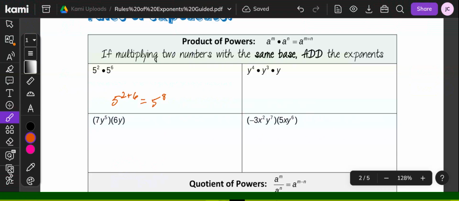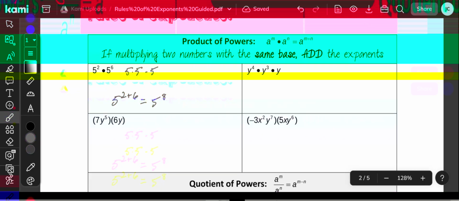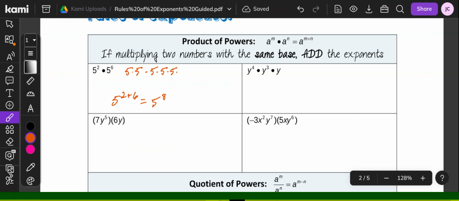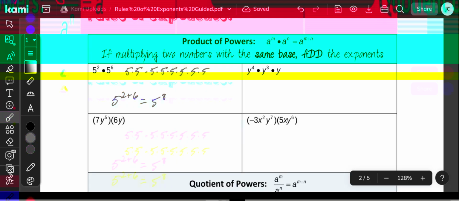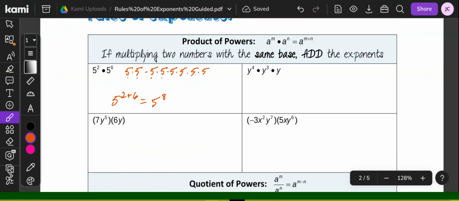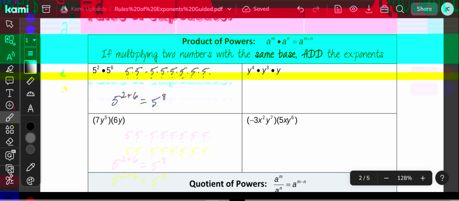Now, if you want to see why that is, because some people would say, well, why aren't we just multiplying 2 times 6 when it's multiplication? Well, here's why. 5 to the second is 5 times 5. 5 to the 6 is 5 times 5 times 5 times 5 times 5 times 5. How many 5s are there? 1, 2, 3, 4, 5, 6, 7, 8. Right? 5 to the 8th.